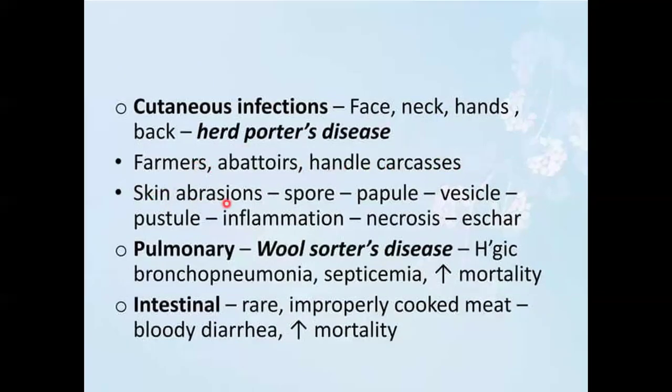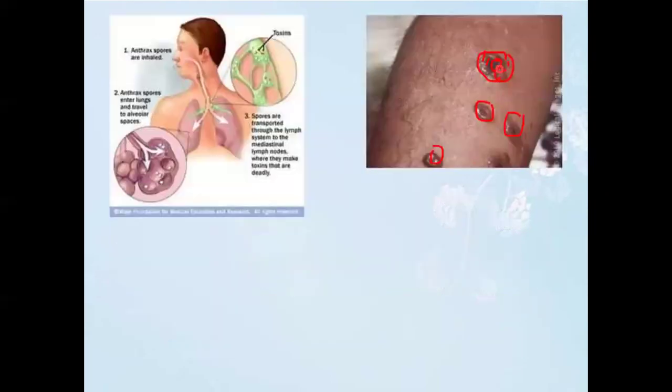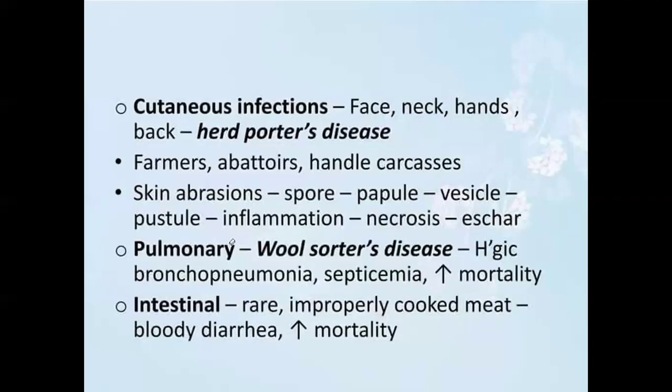Then the skin abrasions caused by the spore lead to a papule. A papule is a raised bump on the skin, and then it becomes a vesicle. Once fluid starts accumulating, it becomes a pustule, causing inflammation and necrosis. Necrosis is when it starts becoming black. Finally, it becomes an eschar, as you can see here. As you can see, there is necrosis and the surrounding area is edematous. Okay, that's for the cutaneous manifestation. And remember, it is painless.